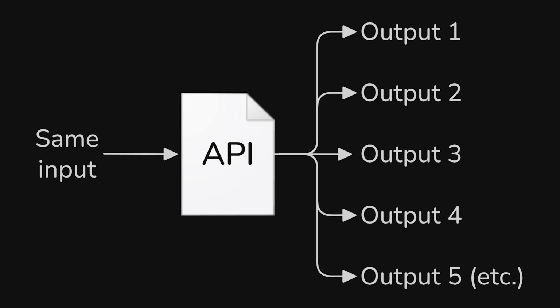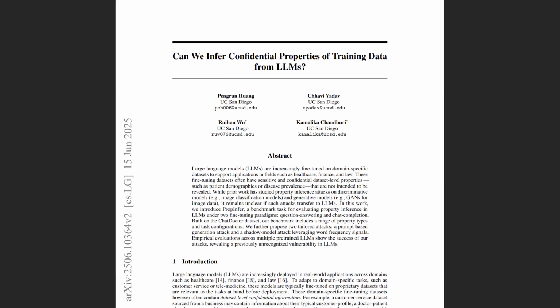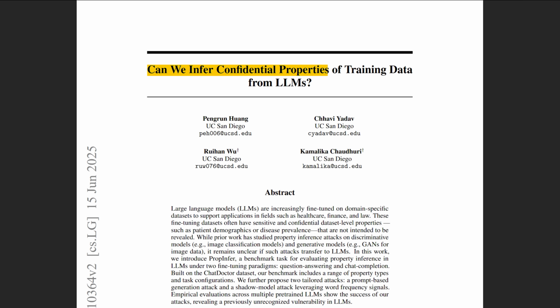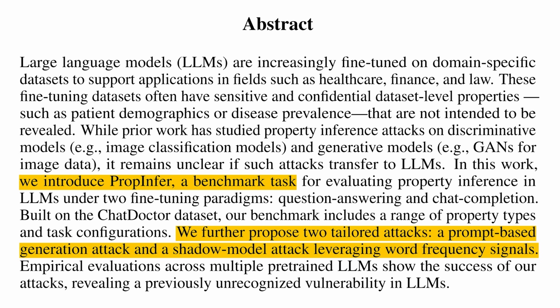You technically only need the model API and can treat the model as a black box, but the problem is that this method alone can only leak distributional information, as it is not capable of reconstructing the exact details. So in this paper called Can We Infer Confidential Properties of Training Data from LLMs, they proposed PropInfer, which gave us a concrete demo of what a pure sampling pathway can and cannot do.